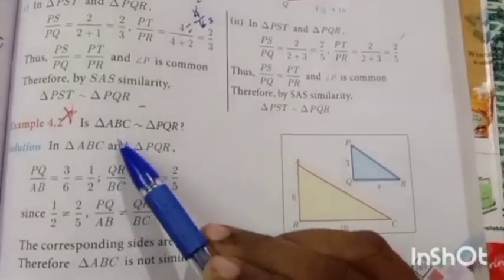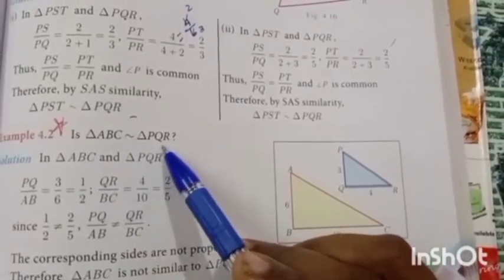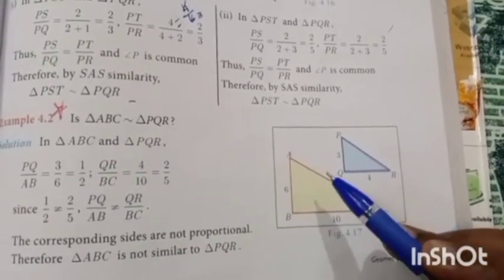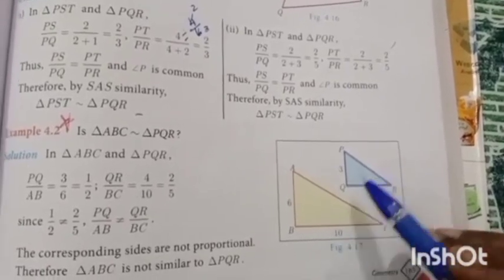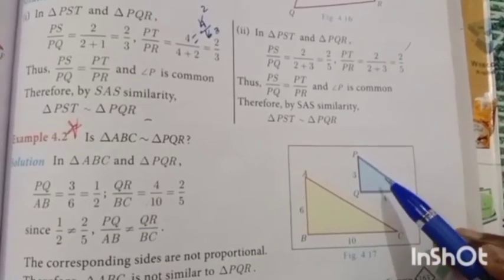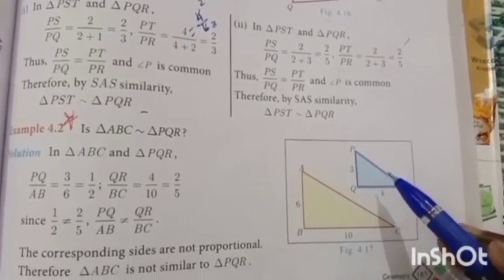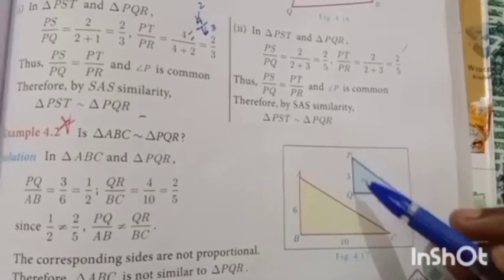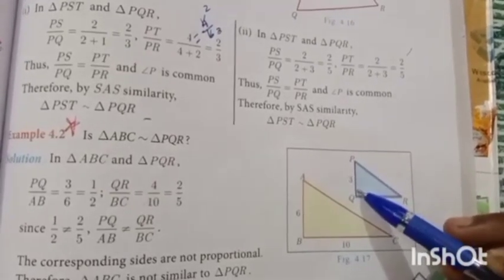Okay, students? Next example problem is a very important problem. Is triangle ABC similar to triangle PQR? The picture is given for triangle ABC and triangle PQR. We have to check whether these two are similar. How do you check? If the ratios of corresponding sides are equal, we say they are similar. Otherwise, they are not similar triangles. First, find the corresponding sides: AB by PQ, or you can consider PQ by AB. That is your choice.